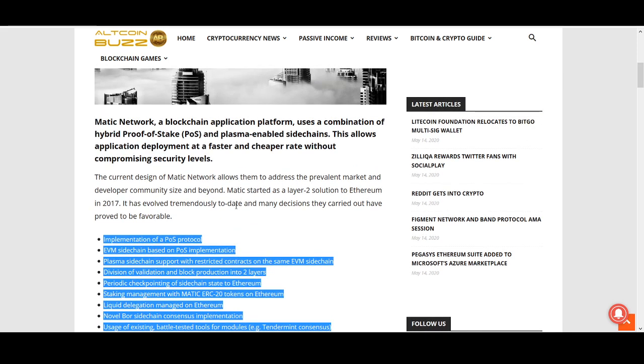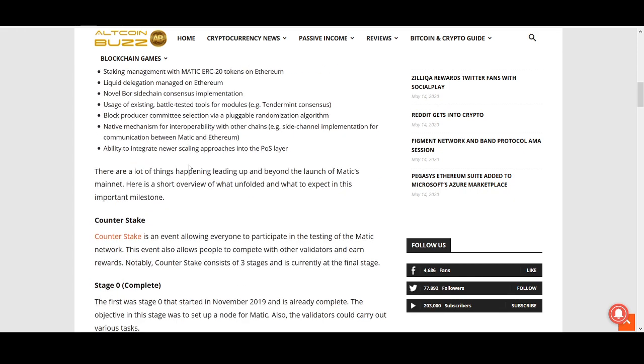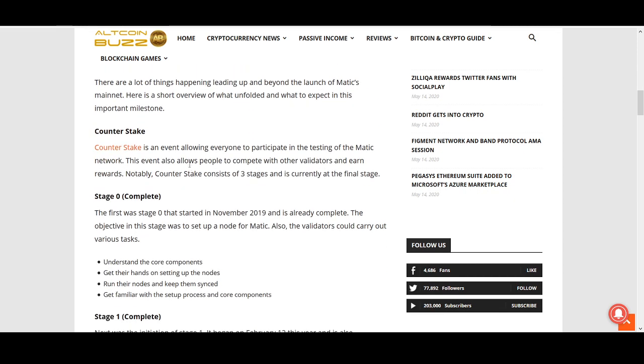To briefly introduce Matic, if you've not heard of Matic before, Matic Network is a blockchain application platform that uses a combination of hybrid proof of stake and plasma enabled sidechains. This allows application deployment at a faster and cheaper rate without compromising security levels. And it's also an Indian based cryptocurrency, and if you think about the people interested in cryptocurrency in India, this coin can pump a lot when it gets going.